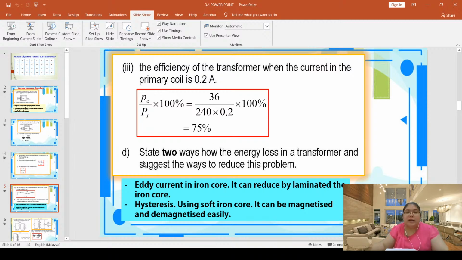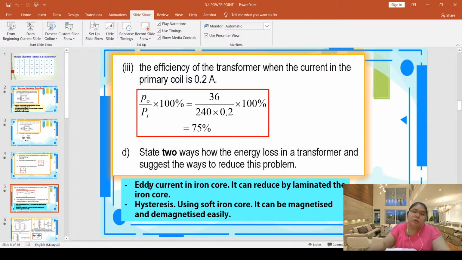Now we're going to see part D. State two ways the energy is lost in the transformer, and also suggest a way to reduce it. So this one we're talking about factors. Remember the factors: number 1, we got resistance loss. Number 2, we got eddy current. Number 3, we got hysteresis. Number 4, we got leakage of the magnetic field. They just want 2 only, how we solve it and also what the problem is.